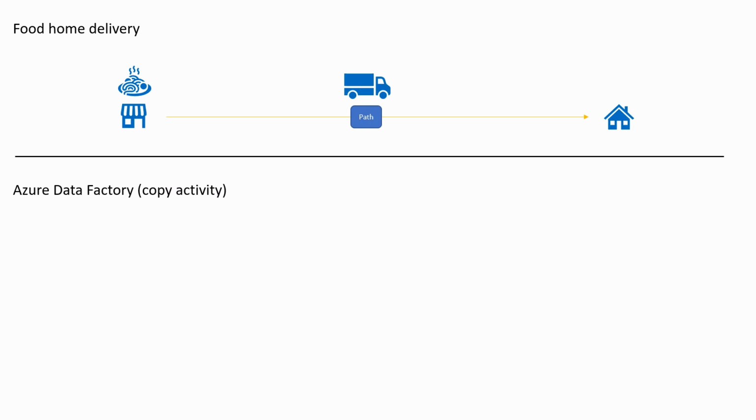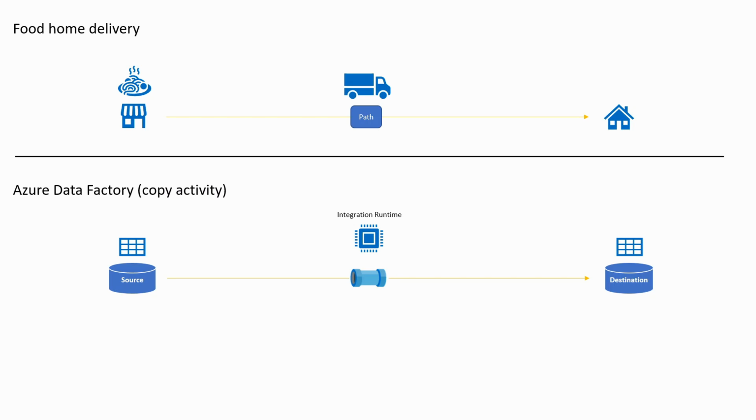I'm going to take a copy activity as an example, which is very common. We have a data source, a table in this case, the destination, an integration runtime, which reflects the driver because it is a compute resource that brings data from source to destination, and a pipeline, which is the path.